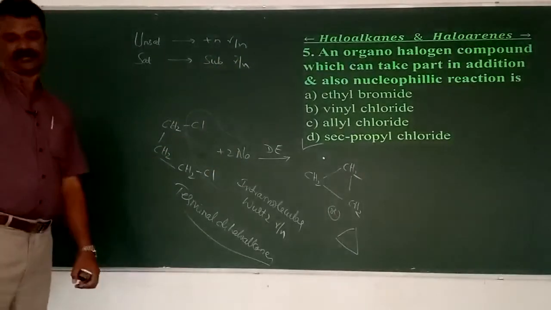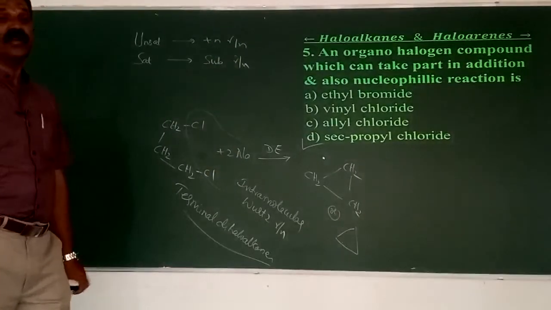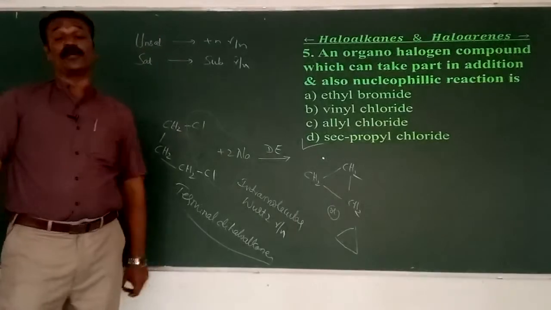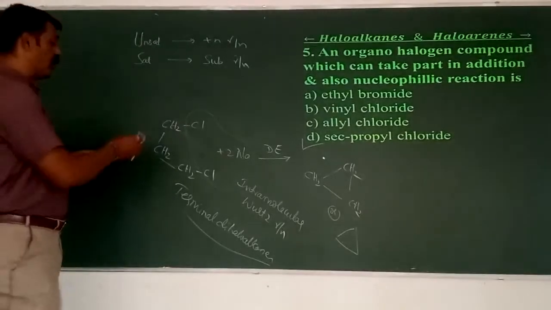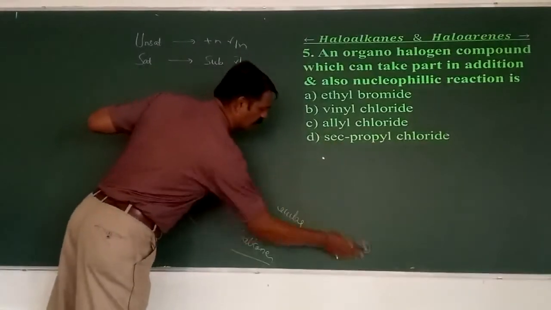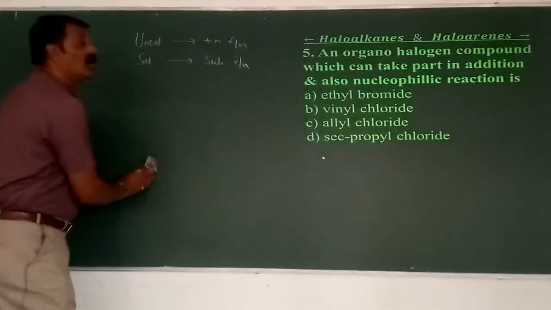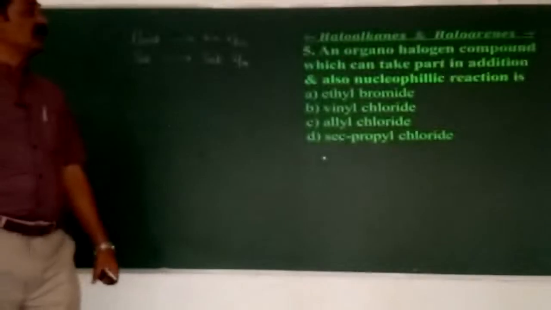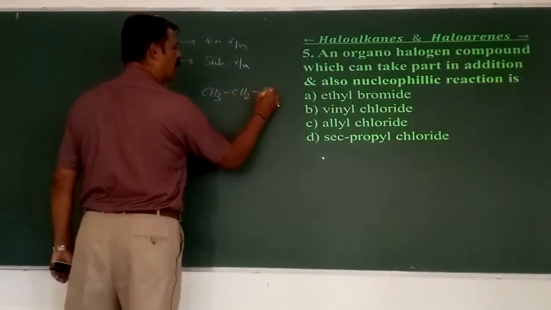First, the general thing. There are some exceptions here, but in general, unsaturated compounds readily undergo addition reactions, whereas the saturated compounds undergo what? Substitution reaction. So here, an organic compound which can have both addition as well as substitution. So let us take this ethyl bromide.